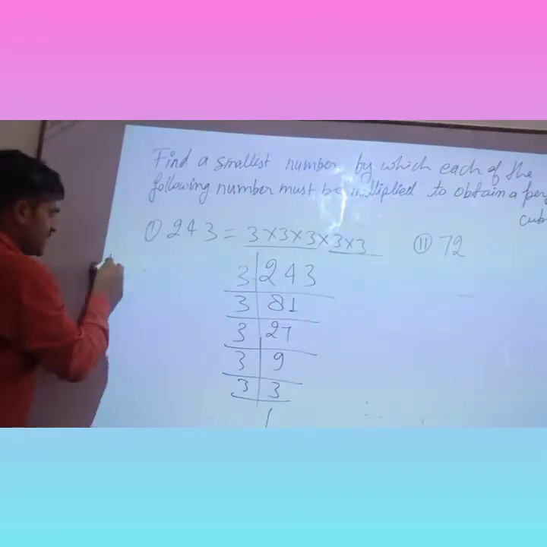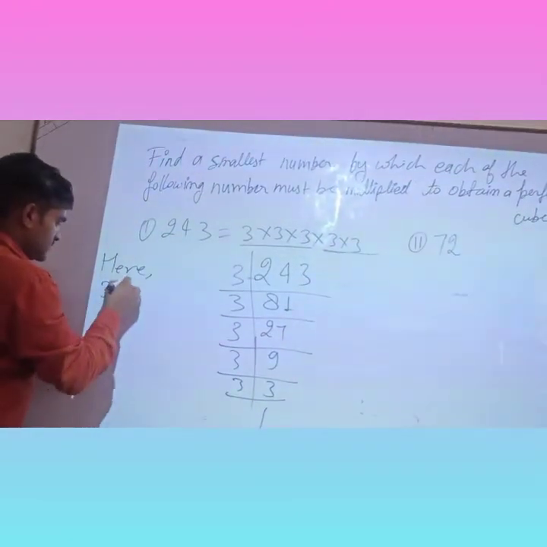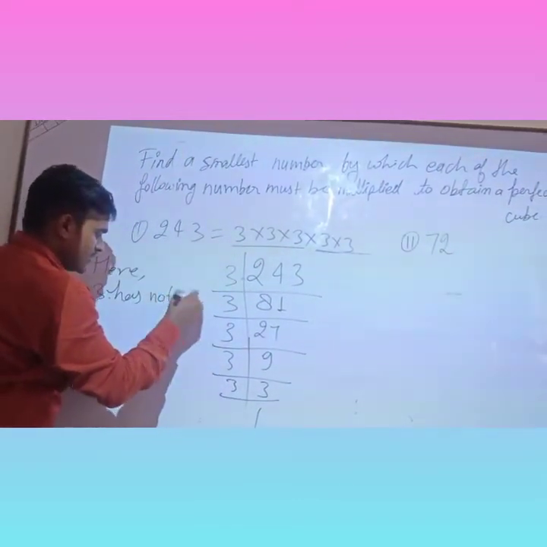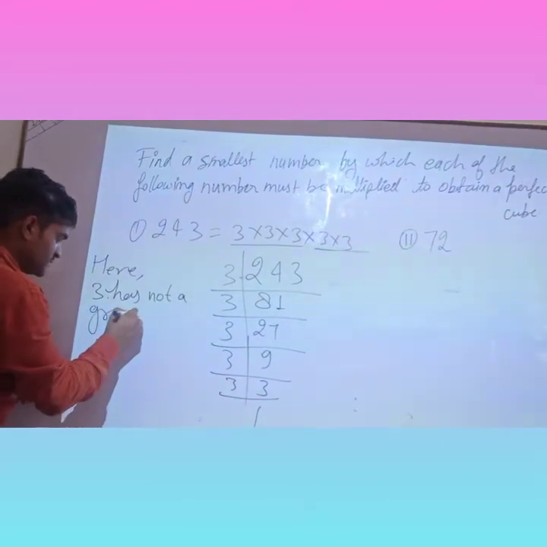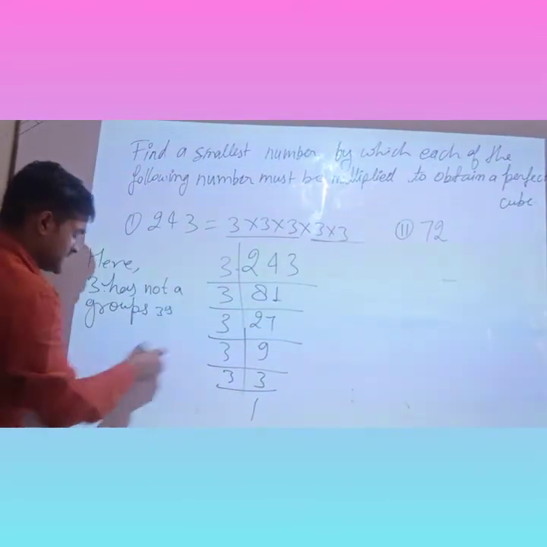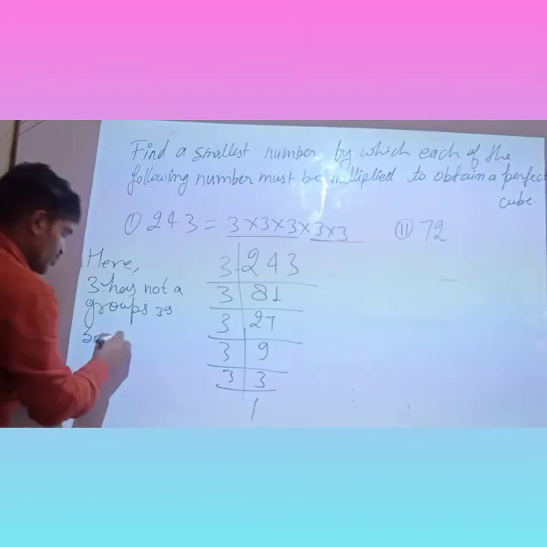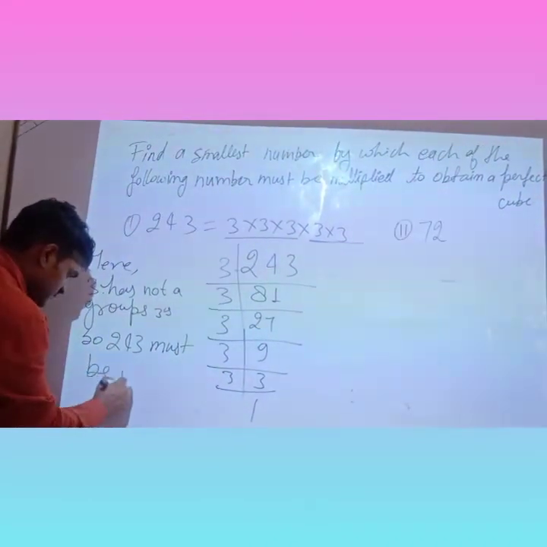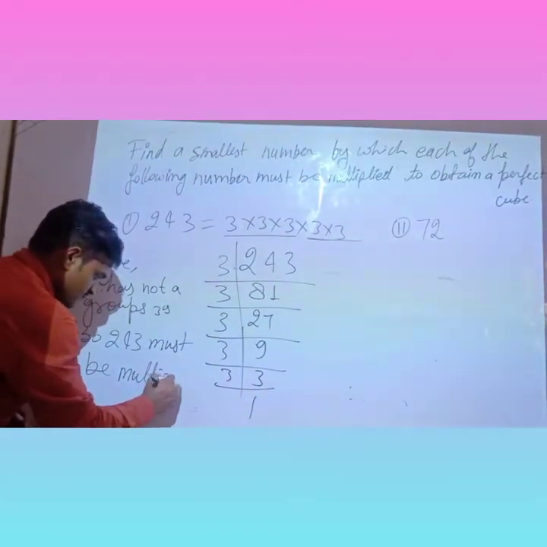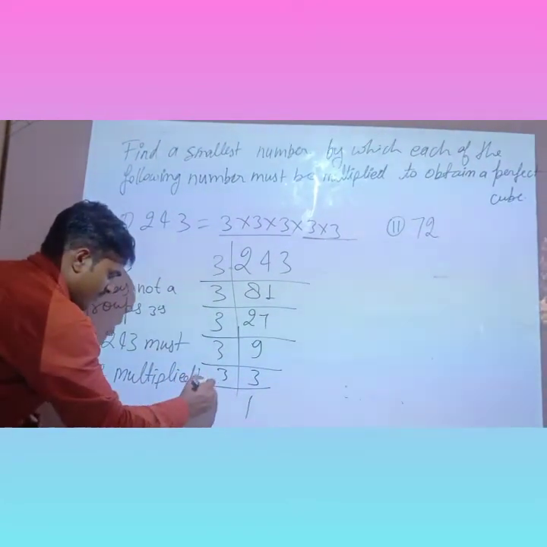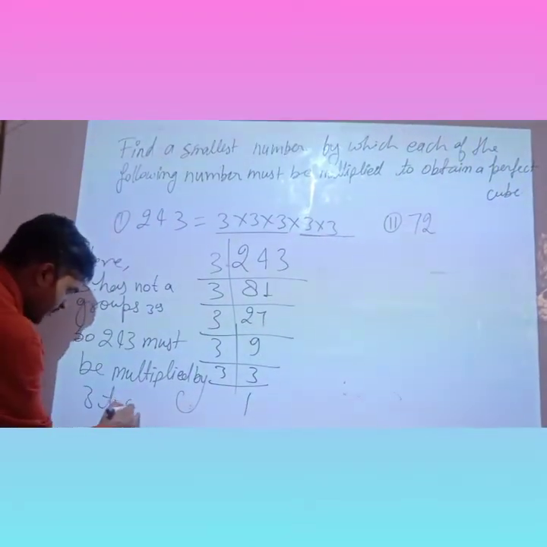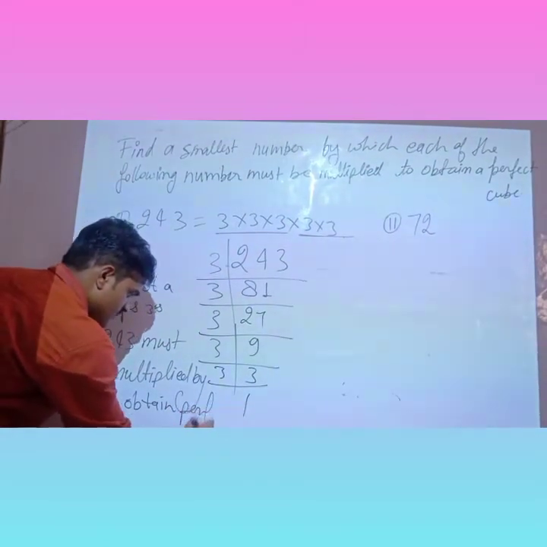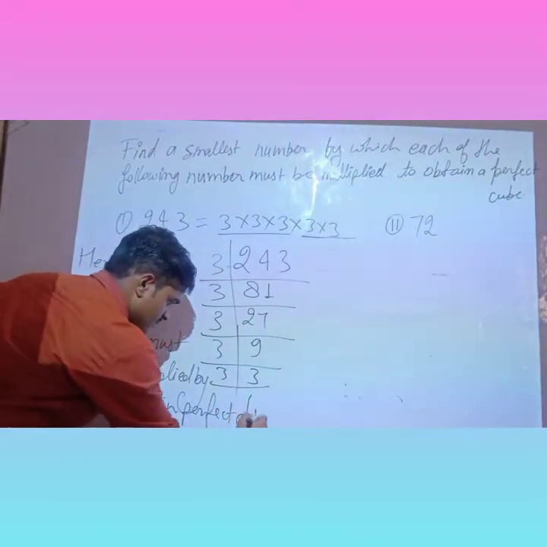So here you write: 3 is not in a group of 3's. So 243 must be multiplied by 3 to obtain a perfect cube.